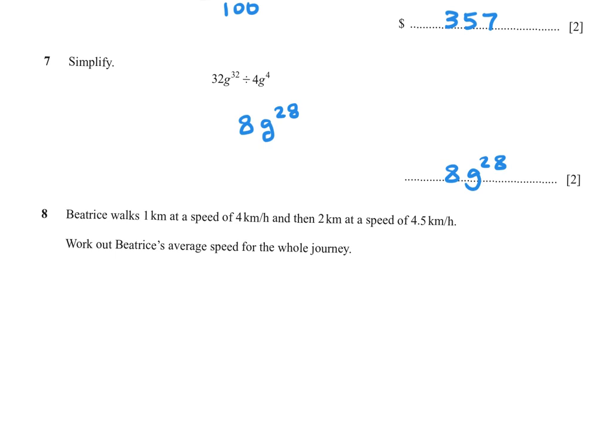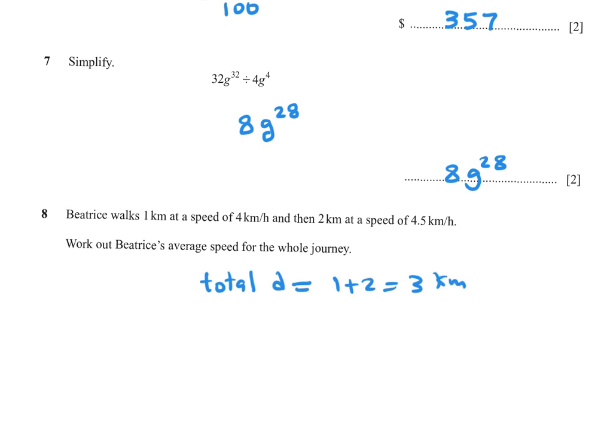Number 8, Beatrice walks 1 kilometer at a speed of 4 kilometers per hour and then 2 kilometers at a speed of 4.5 kilometers per hour. Work out Beatrice's average speed for the whole journey. Average speed is total distance over total time. Total distance is 1 kilometer plus 2 kilometers, so the total distance equals 1 plus 2 equals 3 kilometers.